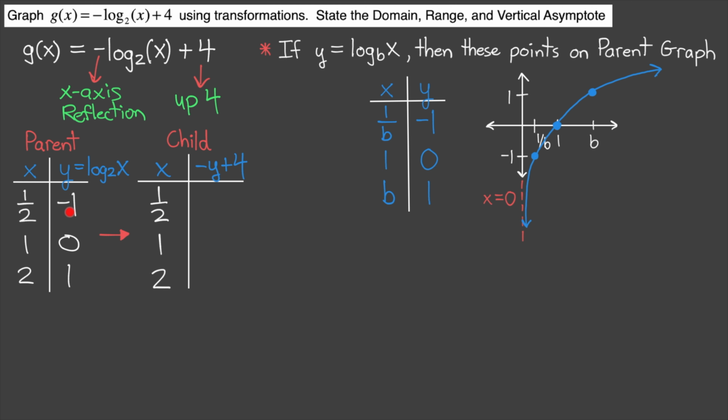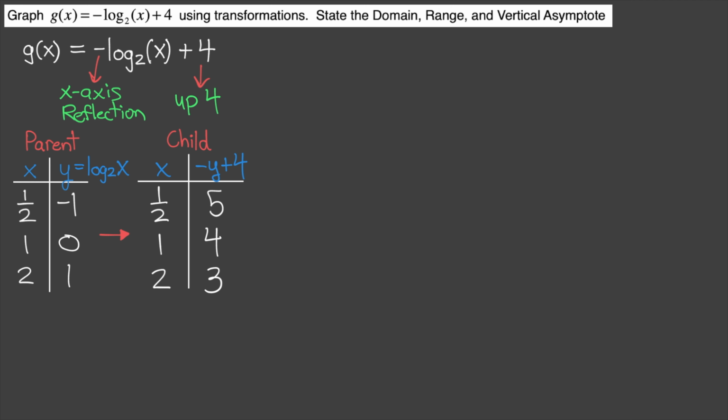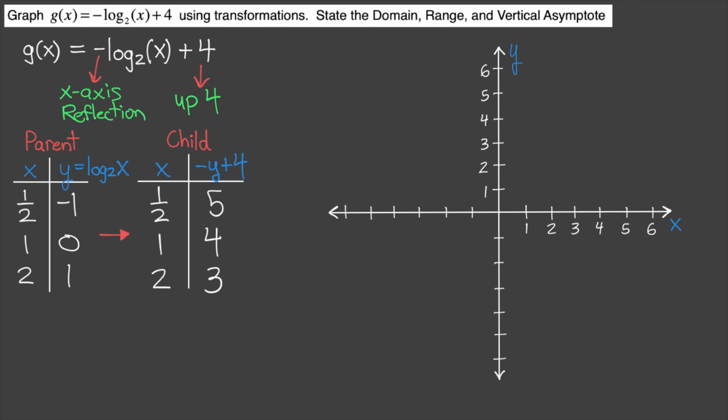Next, we'll plug in negative 1 here. So negative 1 is positive 1, plus 4 gives us 5. Plug in 0. 0 plus 4 is 4. And plug in 1, negative 1 plus 4 gives us 3. All right, so here are our 3 points on our graph. Let's go ahead and erase this information about the parent graph of log, and then we will bring up our graph and graph.